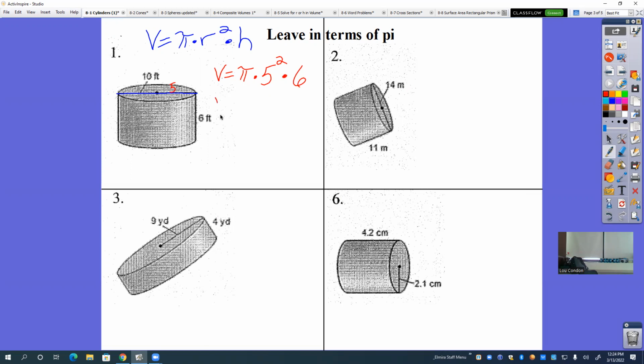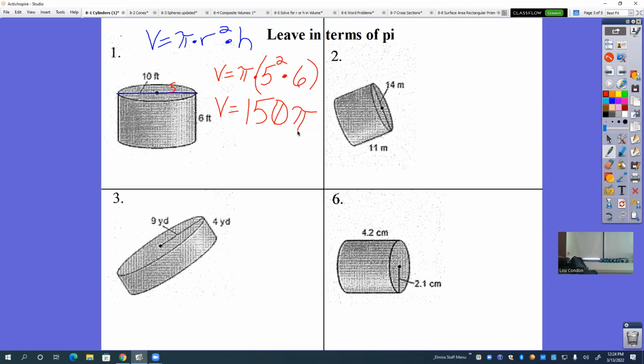Again, we're leaving it in terms of pi, so the only thing that we want to multiply is 5 squared times 6. So 25 times 6 would be 150, and that would be 150 times pi. That would be the answer in terms of pi.